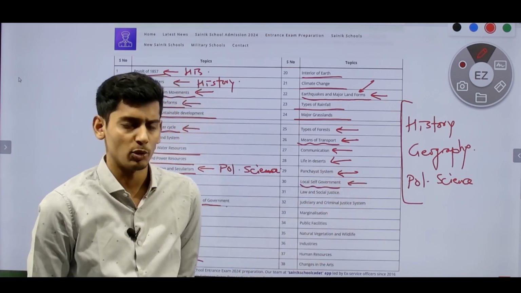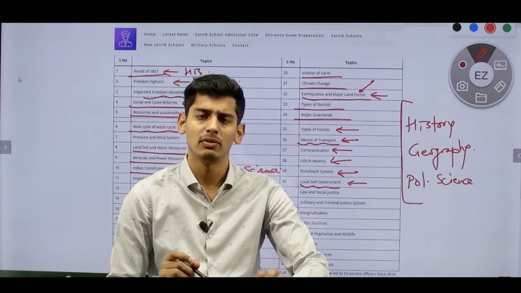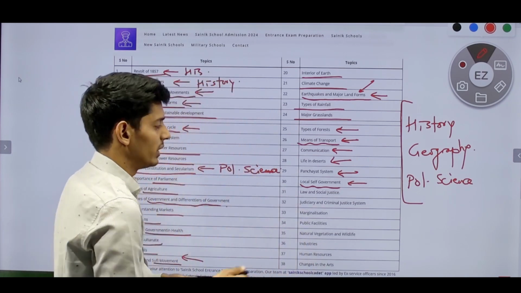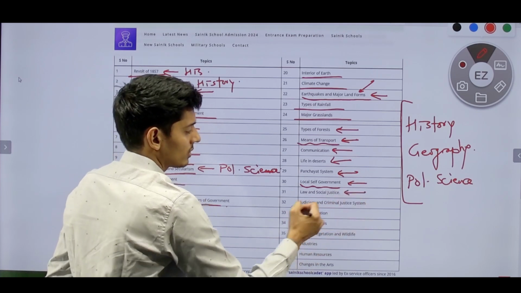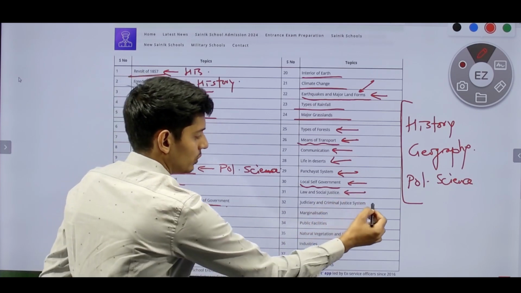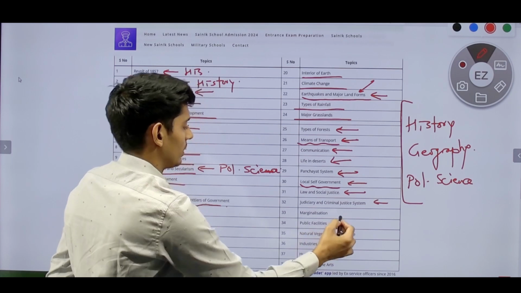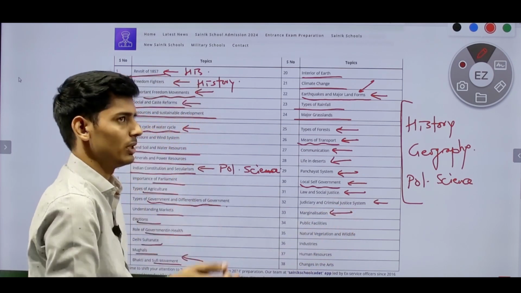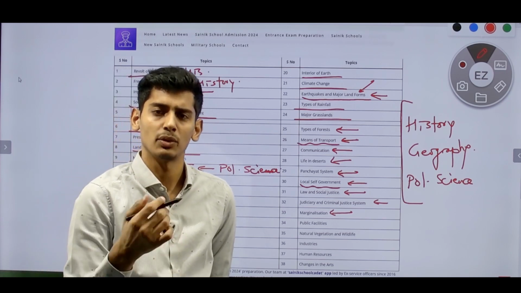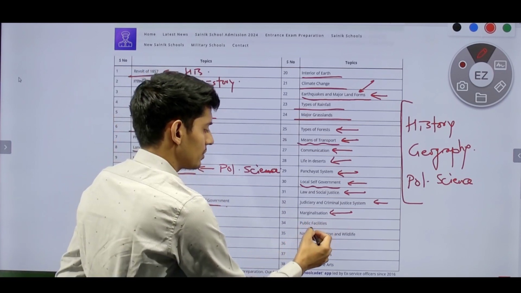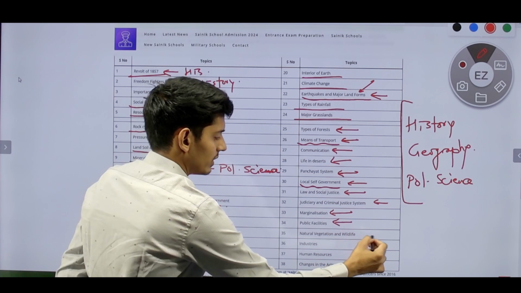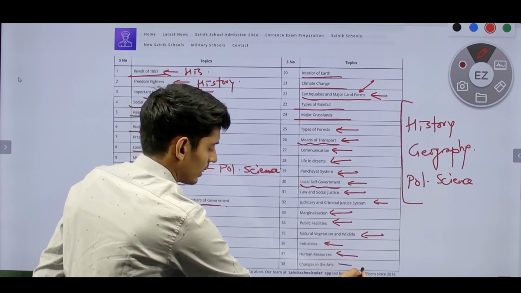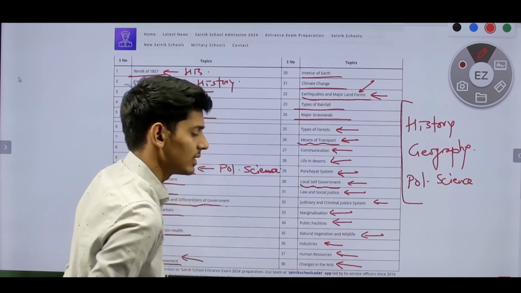Then you have local self government. Local self government is something which was really advocated by Mahatma Gandhi, and you need to prepare for it. Then you have law and social justice. Then we have judiciary and criminal justice system, and probably the reforms in the criminal justice system. You need to probably remember the various articles of the Indian Constitution. Then you have marginalization, public facilities, natural vegetation and wildlife, industries. The second last is human resources, and the 38th is changes in the art.